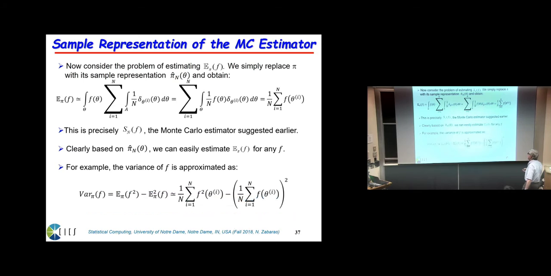For example, if you want to calculate the variance again, rather than using the true distribution, you will use the empirical measure, and this expectation will give you this, and then that thing will give you that, which is exactly what we calculated.